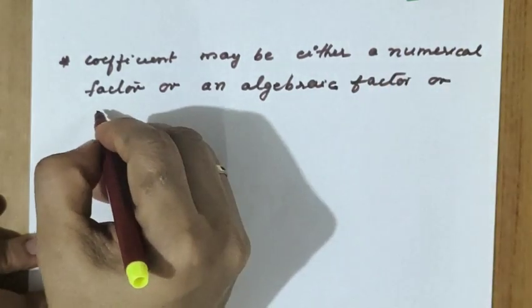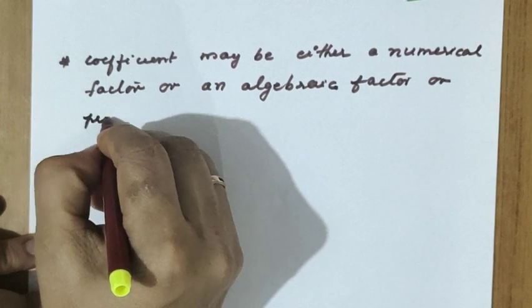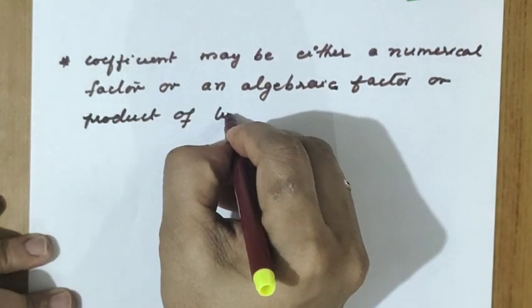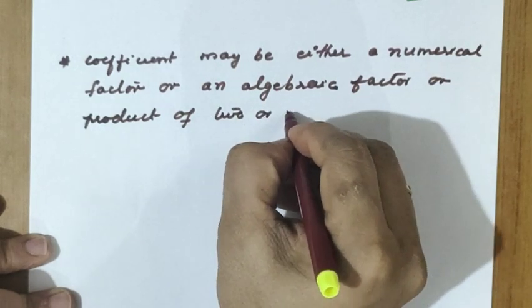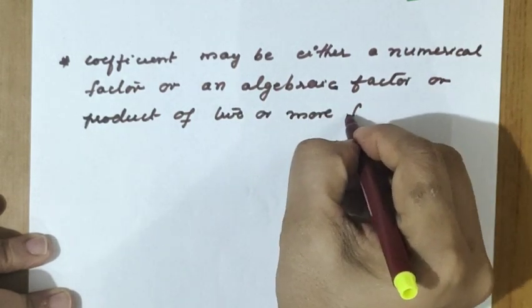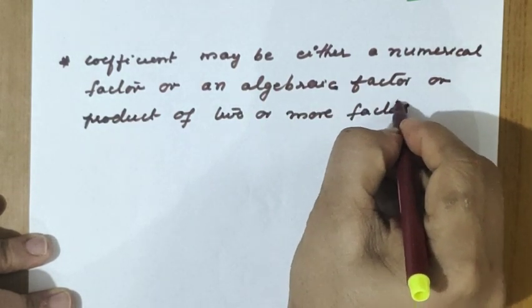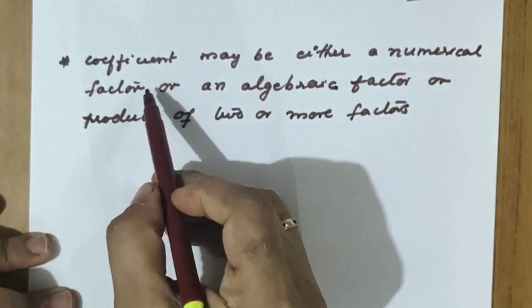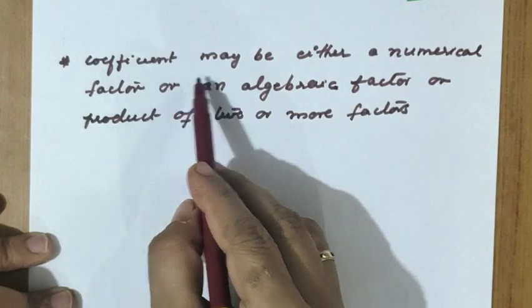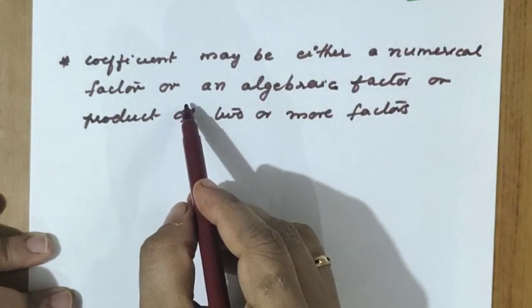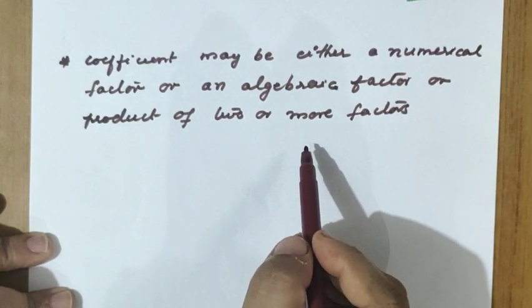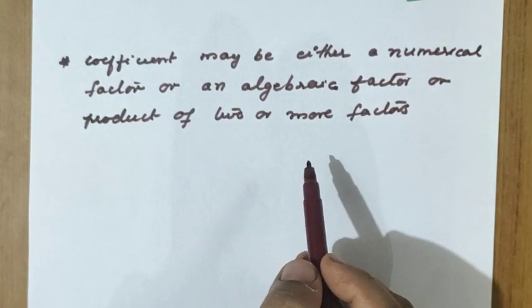Or product of two or more factors. It can be a number, it can be a variable, it can be a product of a variable and a number. That is the only conclusion we are getting. A coefficient may be either a numerical factor or an algebraic factor or a product of two or more factors.